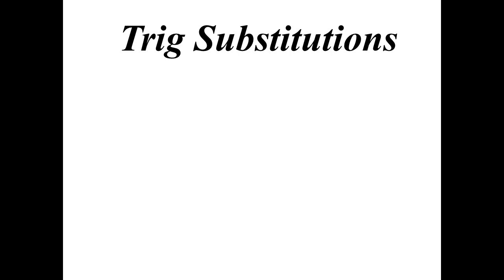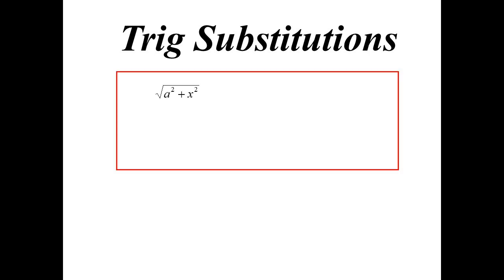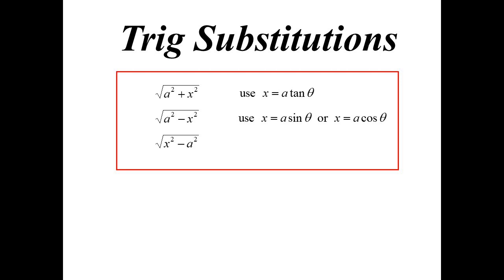Still looking at trig, but this time trig substitutions. I mentioned it before, but when you've got the square root and you see sum of two squares, difference of two squares, then a trig substitution can be handy. So sum of two squares, we do x equals a tan theta. If I've got difference of two squares where it's a squared minus x squared, then either sine or cos, whichever one. And if it's the other way around, x squared minus a squared, we can use a sec.